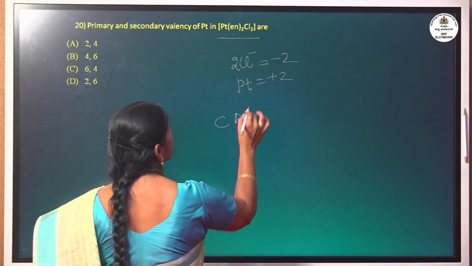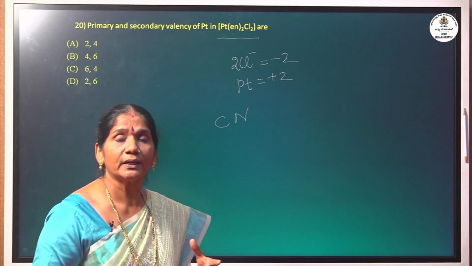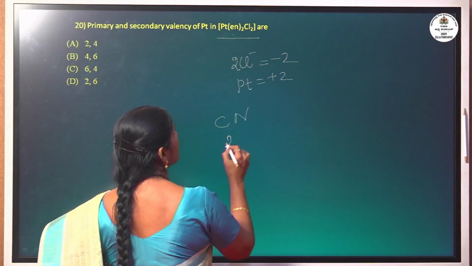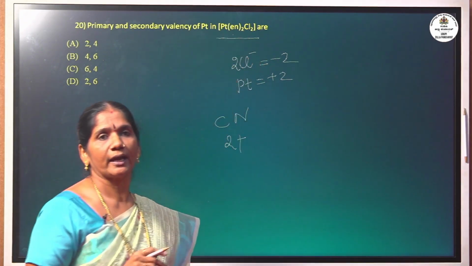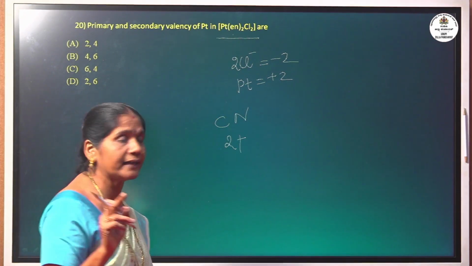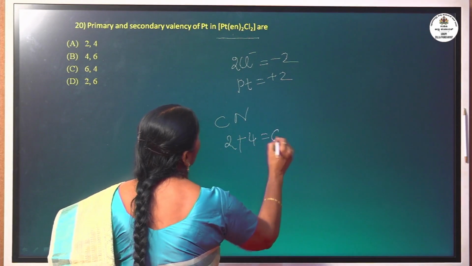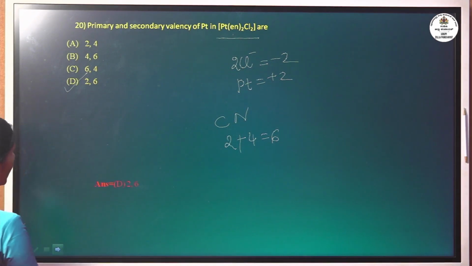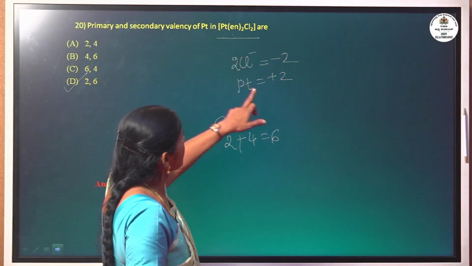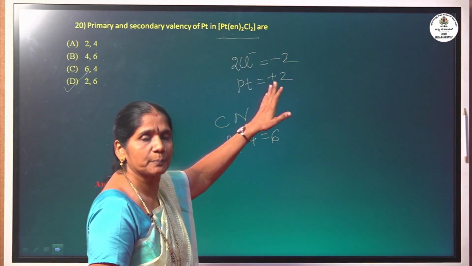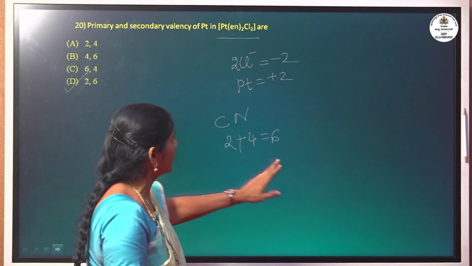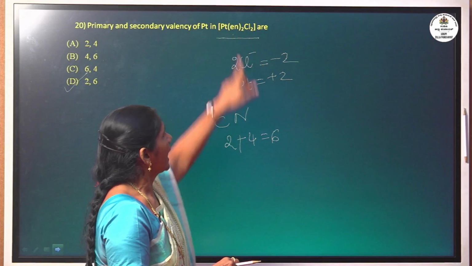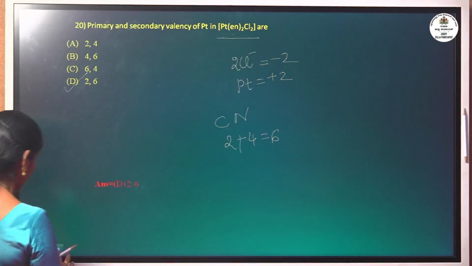And what is the coordination number? Coordination number is the total number of coordinate bonds formed around the central metal atom. Now 2 chlorines plus 2 ethane-1,2-diamine form 4 bonds because it is a didentate ligand. So plus 4, the coordination number is 6 and it is +2. 2 and 6. So obviously D should be the answer. The valency is +2, that is primary valency is +2 or oxidation number or charge on the metal ion, and the coordination number is 6 because 2 from chlorine and 4 from ethane-1,2-diamine.